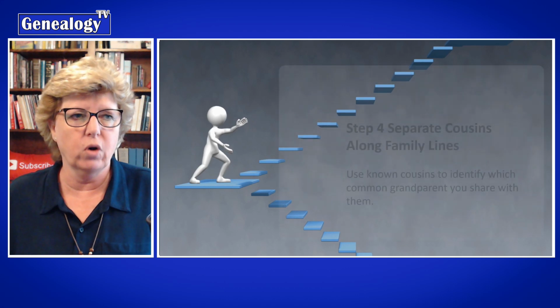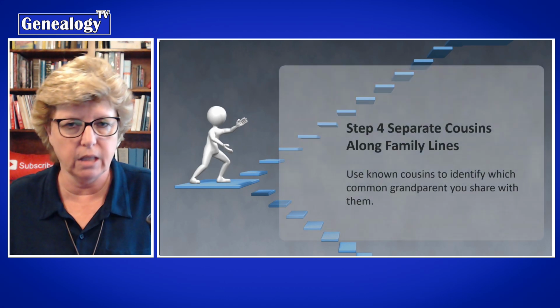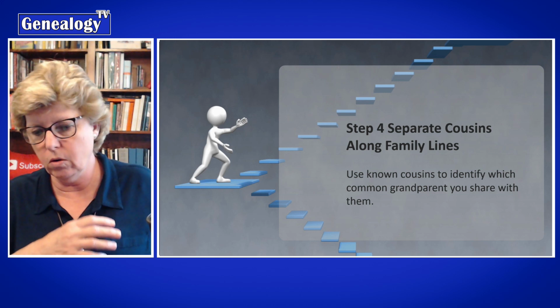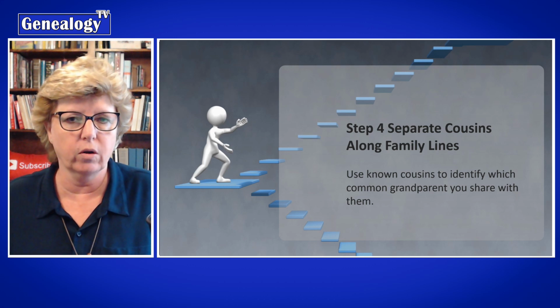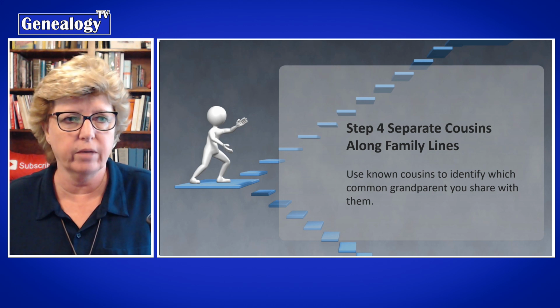So now we're going to move on to step 4, which is separating the cousins along family lines. Okay? So now we know what our research question is. We have an understanding of what cousins we're going after. We're going to separate these cousins out along these family lines.